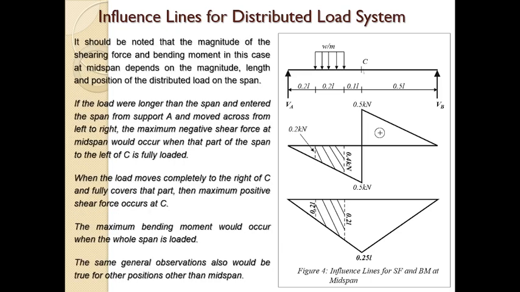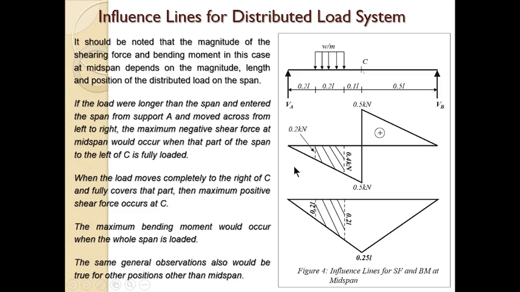And so it should be noted that the magnitude of the shearing force and bending moment in this case at midspan depends on the magnitude, the length, and the position of the distributed load on the span. So if the load were longer than the span and it entered the span from support A and moved across from left to right, the maximum negative shear force at midspan will occur when that part of the span left of C is fully loaded. That is when the whole of this part is fully loaded, so that is when you have the maximum shear force.